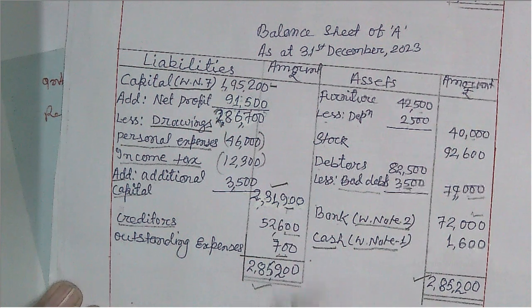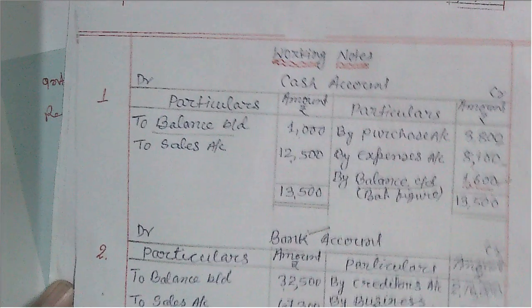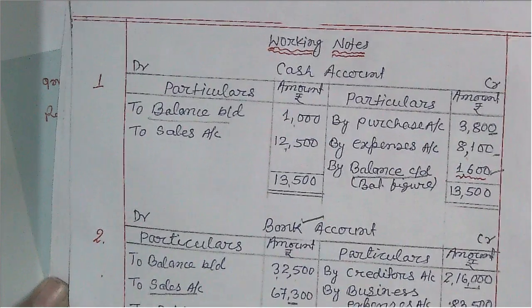Okay, now I will show you the working notes of how we got all these different balances: total sales, total purchase, bank closing balance, cash closing balance, capital account balance, how we have got these balances with the help of working notes. So these are prepared. Now I am showing you working notes one by one. So see here, working notes are prepared.